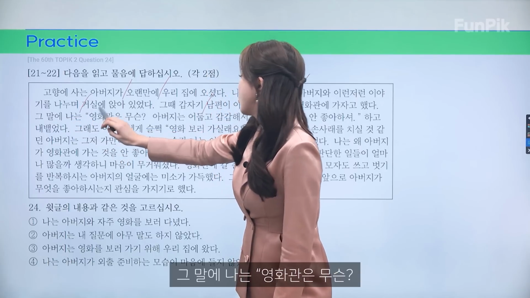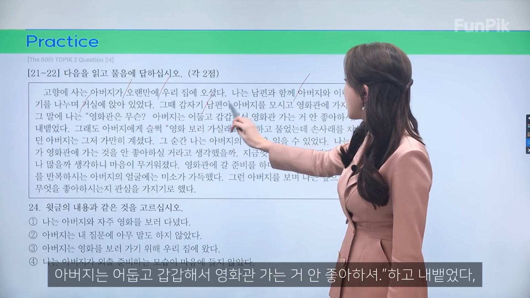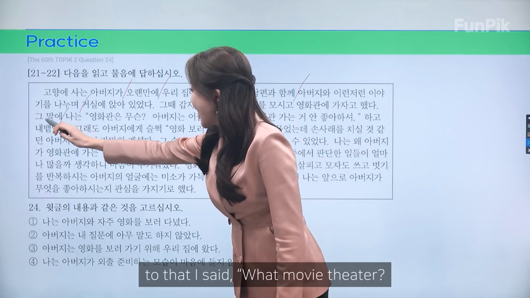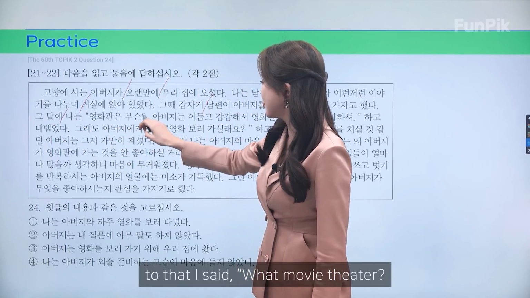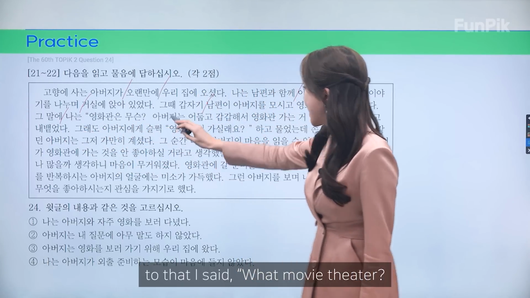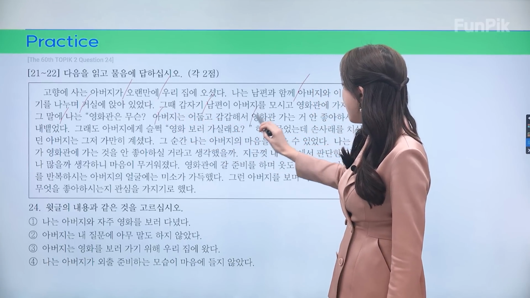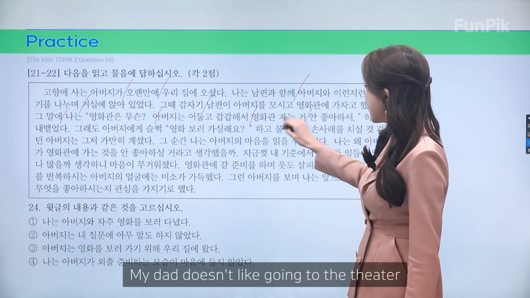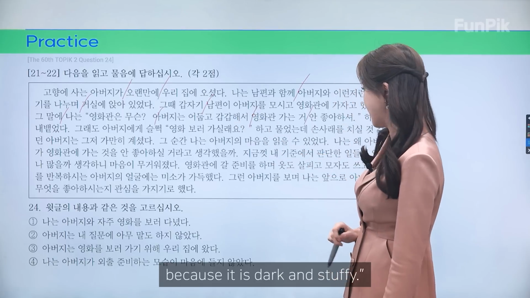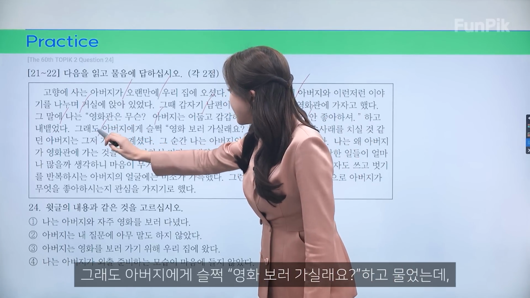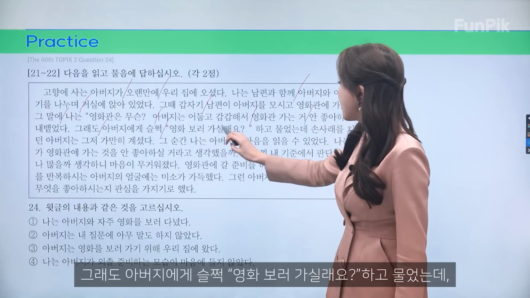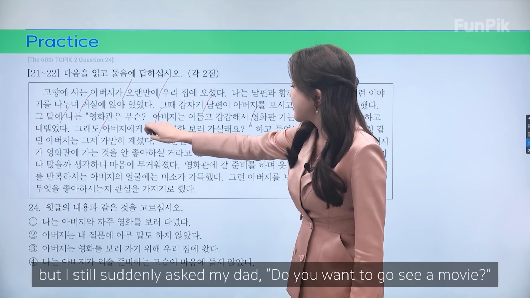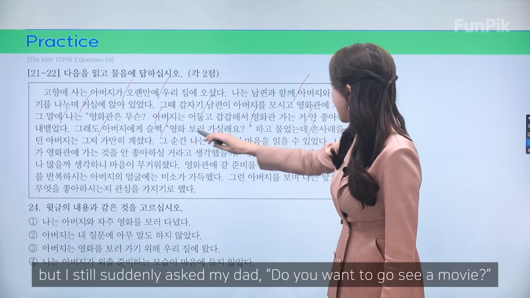그 말에 나는 영화관은 무슨 아버지는 어둡고 갑갑해서 영화관 가는 거 안 좋아하셔 라고 내뱉었다. To that, I said, 영화관은 무슨, what movie theater? 아버지는 어둡고 갑갑해서 영화관 가는 거 안 좋아하셔. My dad doesn't like going to the theater because it is dark and stuffy. 그래도 아버지에게 슬쩍 영화 보러 가실래요? 하고 물었는데 I'll just end it there. But I still subtly asked my dad, do you want to go see a movie?